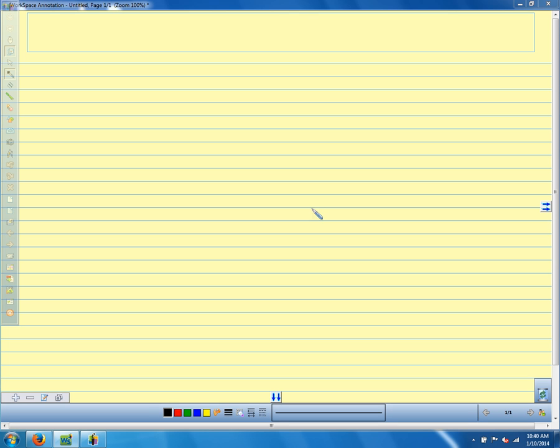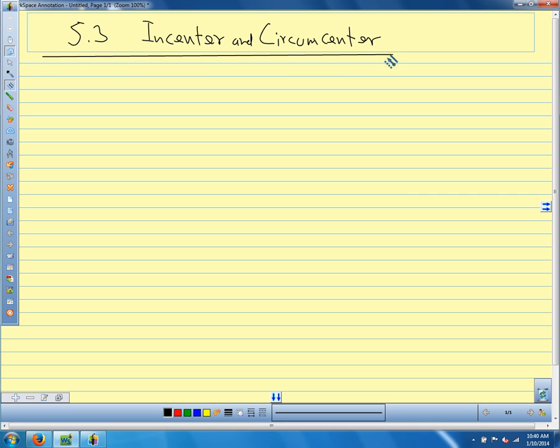All right, so this is section 5.3. We're talking about the incenter and the circumcenter. So before we start talking about our triangles, we need to talk about a couple of vocabulary words.